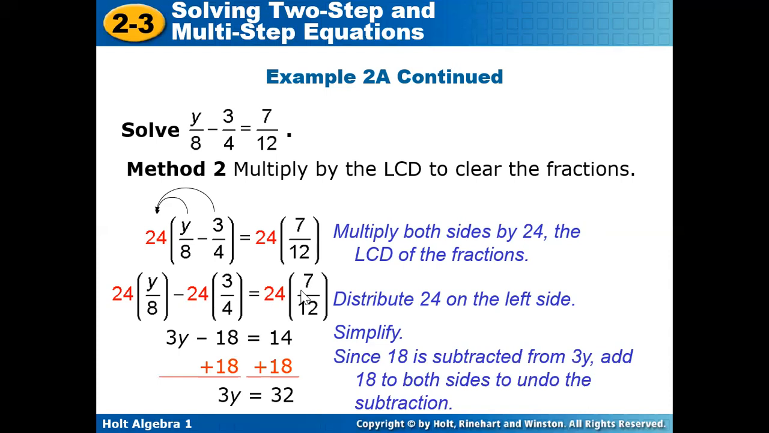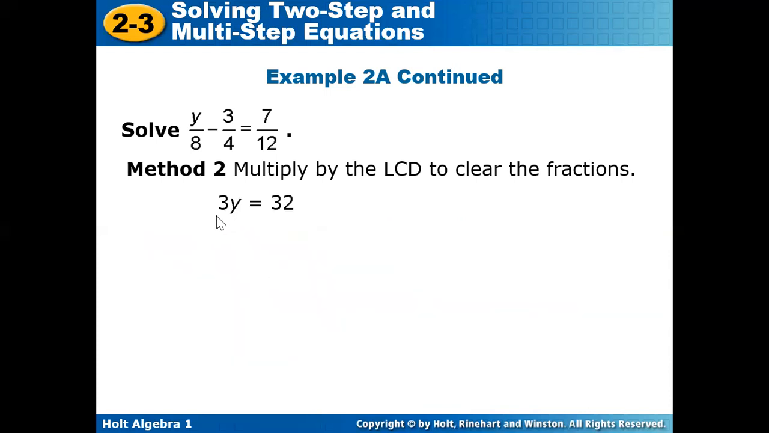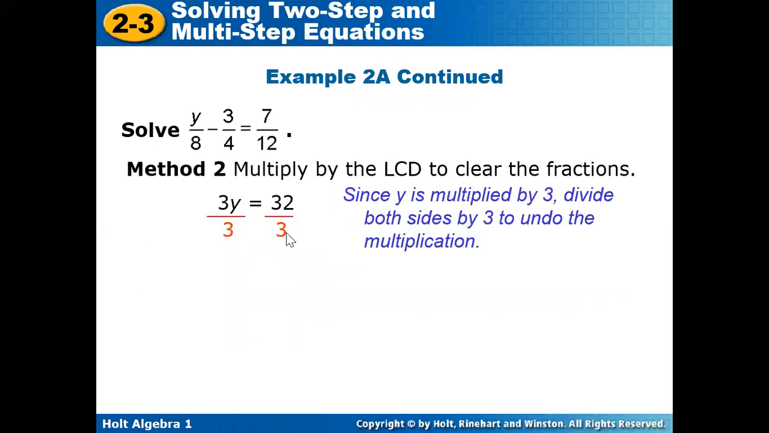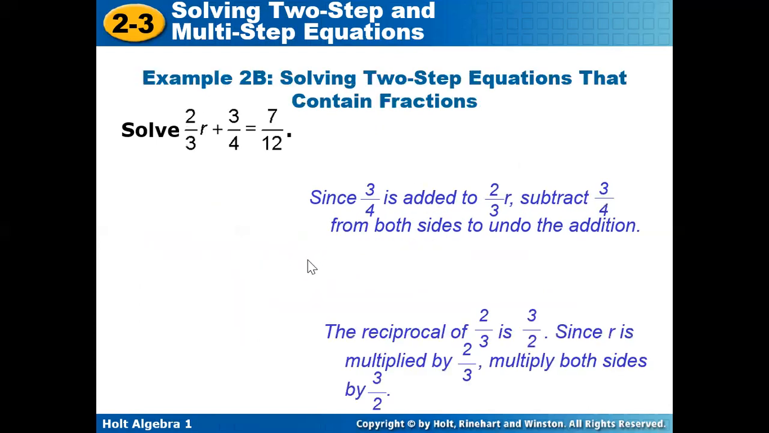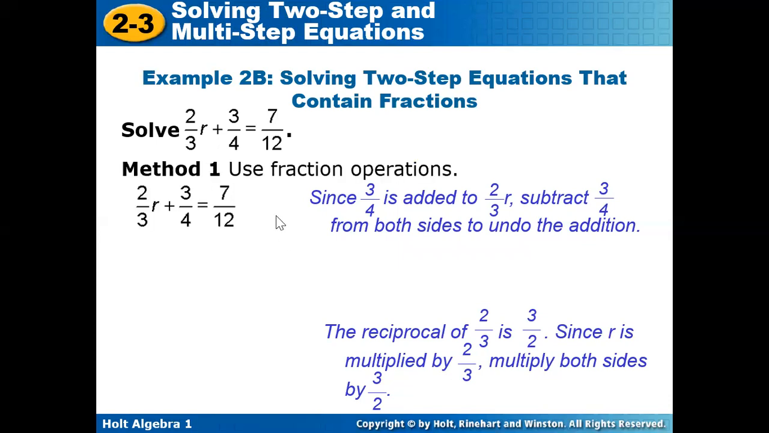And then solve in the same way. Add 18 to both sides, gives us 3y equals 32. Divide both sides by 3, and that's your answer. Once again, you can do it that way. I don't advise it, right? Same thing here, right? Using the fraction operations.